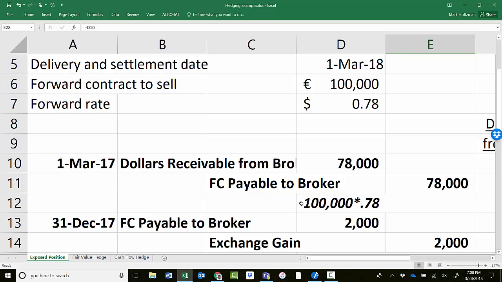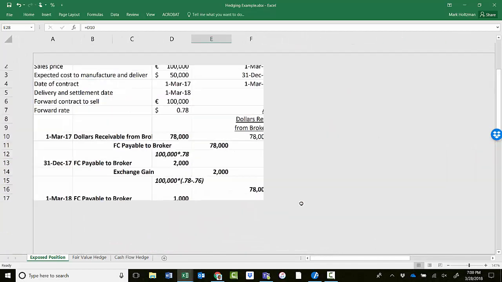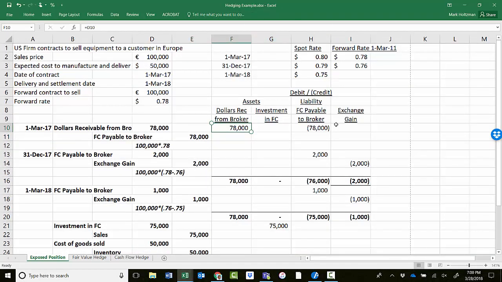Now, the way this goes on my books, then, is I'm going to have an asset for 78,000, and I'm going to have a liability, foreign currency payable to broker, of $78,000. And this is where my problem is, this liability here. Because I'm concerned, and we'll get to this when we get to the fair value hedge, that the value of this liability is going to change. And because I don't really know how much, I may be concerned the value of the liability is going to change. Just leave it at that for now.